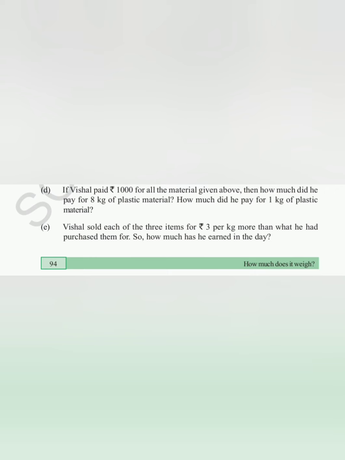We have to find out the sum of the total amount of the remaining two materials. What was that? Total cost of 45 kg of newspaper and 26 kgs of scrap iron. Okay, and whatever the sum we will get, that should be subtracted from 1000. Okay, let's see the solution.